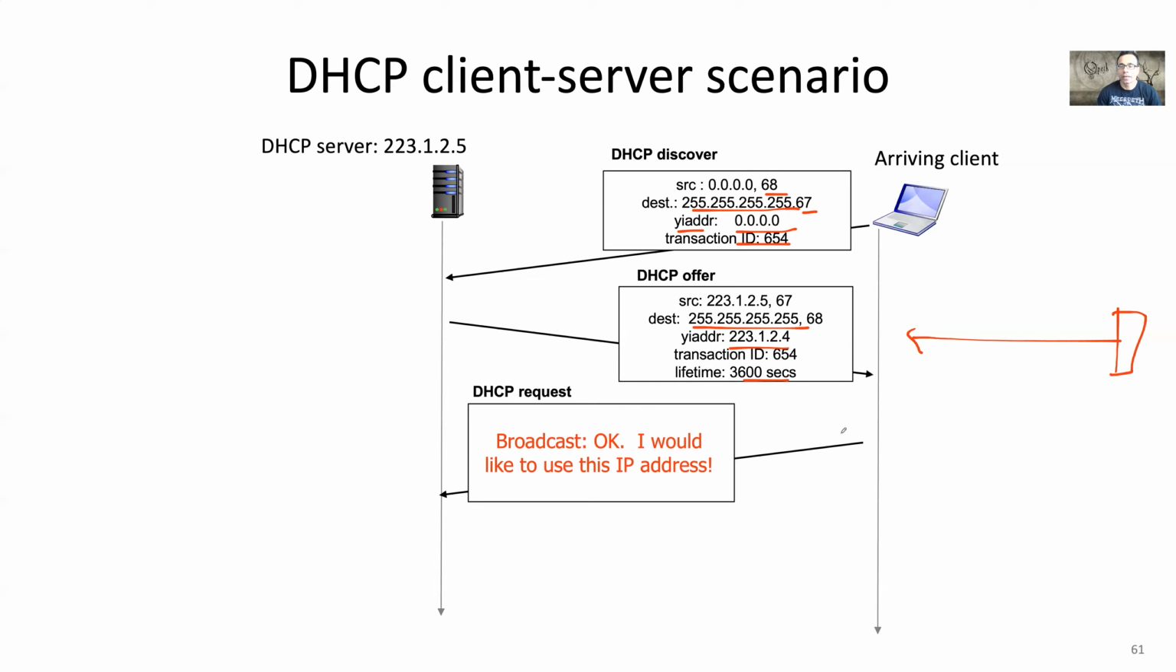Then it says, okay, I would like to use this IP address, and it's telling that to this server. Notice the source address is still basically blank. All zeros is just a blank address, a special address. So even though it's going to start using this address, this has not yet been confirmed, so it cannot yet use this address. The source address is still all zeros.